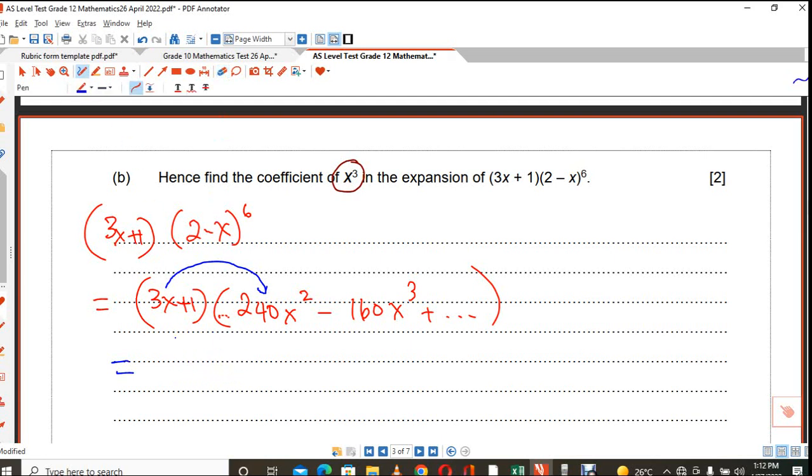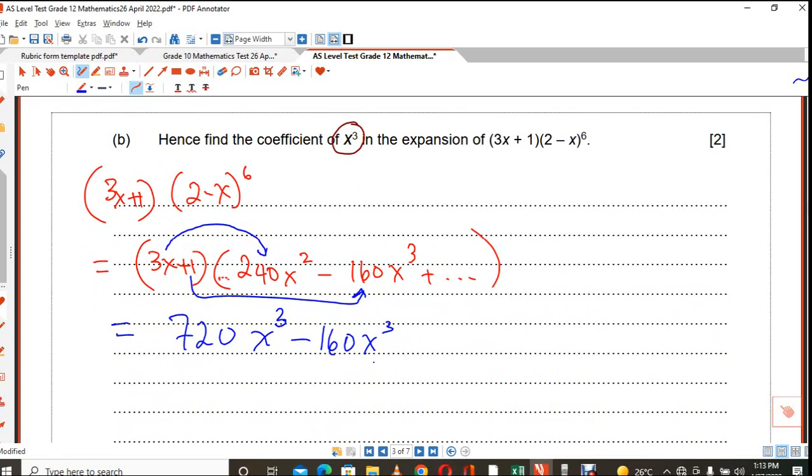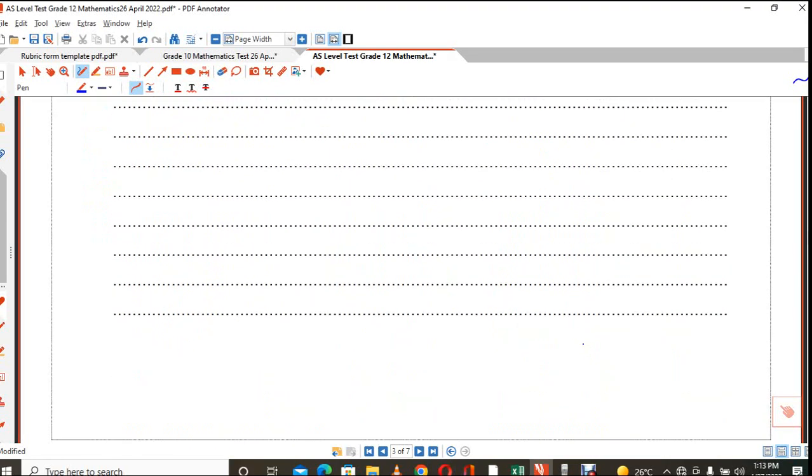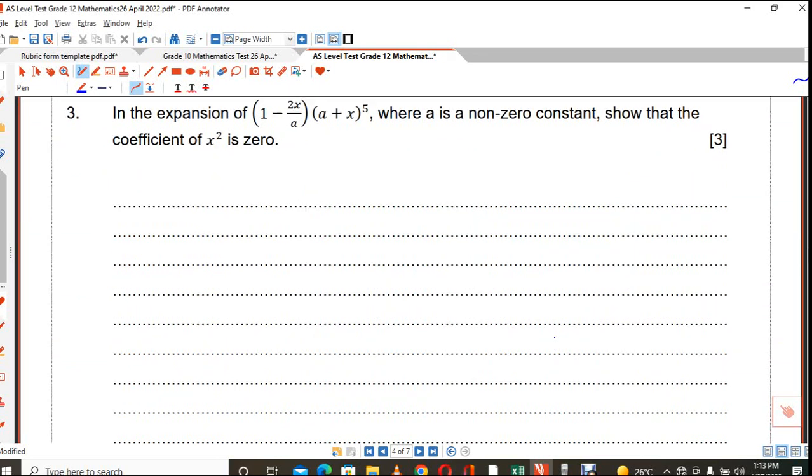When you multiply that, you get 720x cubed. And when you multiply this one with this one, that's the only condition where you're going to get the cubes. Am I right? That's the only condition. And then you get the answer, which is nothing but 560x cubed. Therefore, the coefficient of x cubed is, there you go. Because you didn't write that, you end up losing marks there.